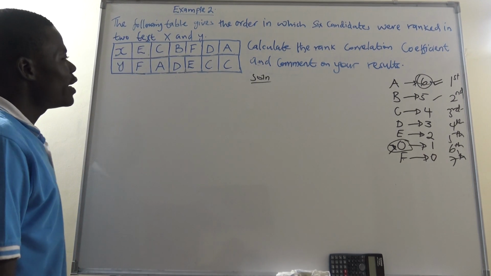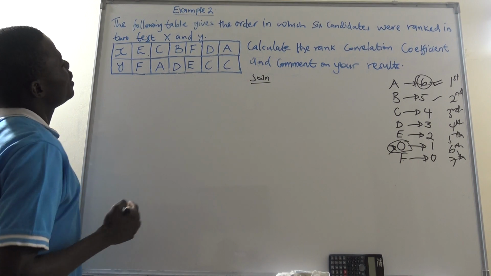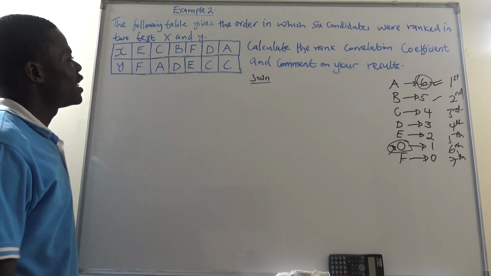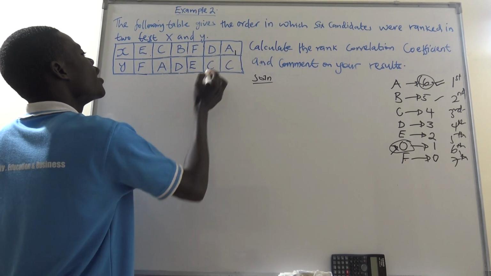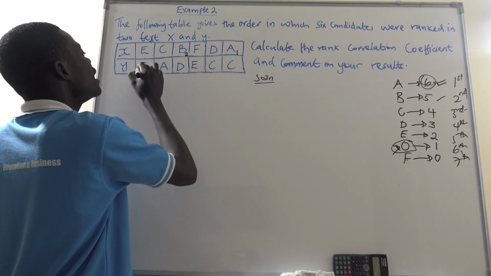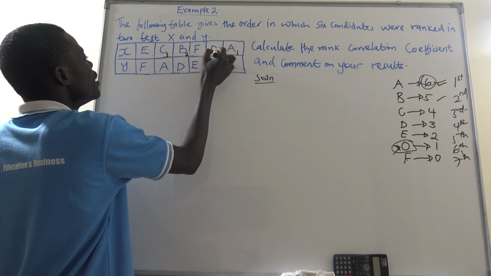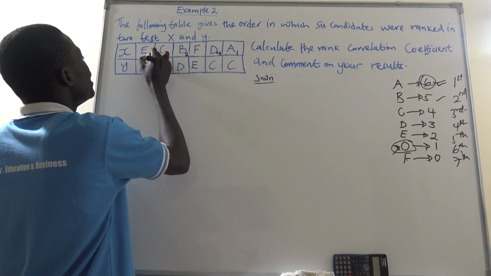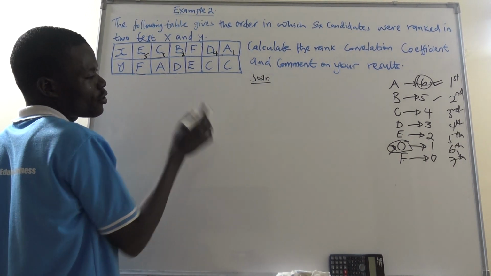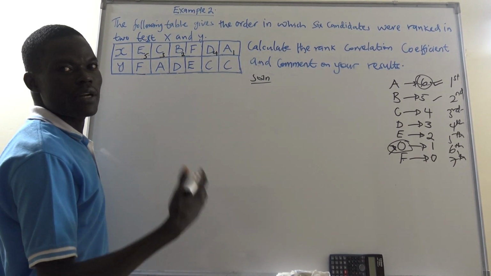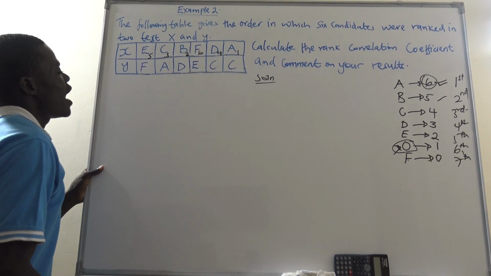Then we shall start our ranking accordingly. We have A taking the first position, B the second, C the third, D the fourth, and E the fifth. Here we don't have O, or they have not included O, so we go straight to the next letter, F, in the sixth position.